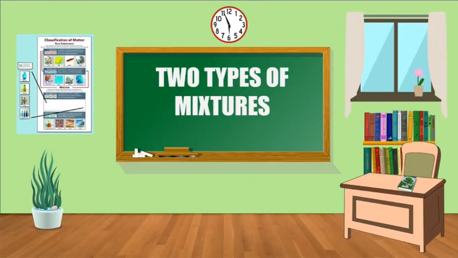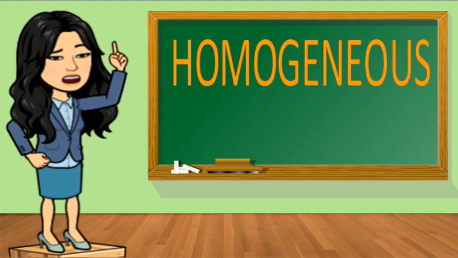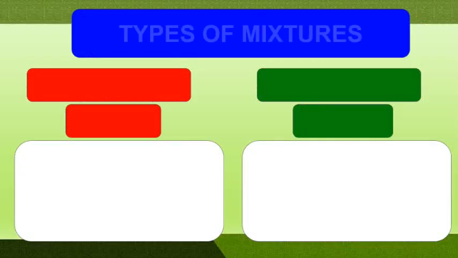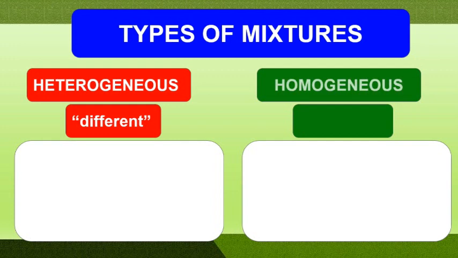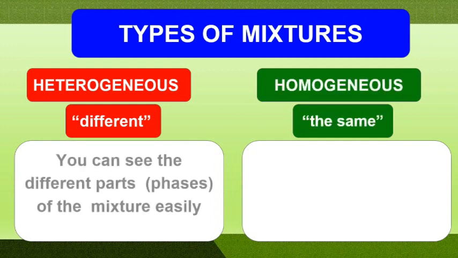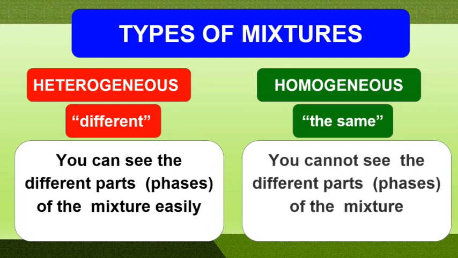There are two types of mixtures: homogeneous and heterogeneous. Heterogeneous means different. Homogeneous means the same. In heterogeneous, you can see the different parts or phases of the mixture easily. In homogeneous, you cannot see the different parts or phases of the mixture.